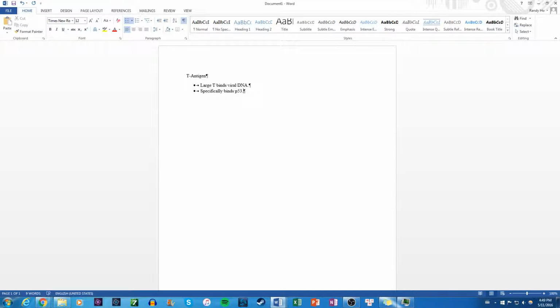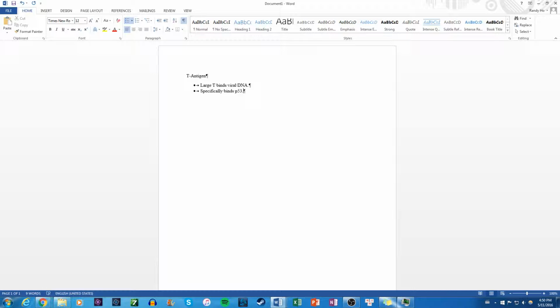T antigen can also bind to 3 different sites on the viral DNA. Those 3 sites are called sites 1, 2, and 3. Site 1 is bound preferentially more than site 2, and site 2 is bound preferentially more than site 3. When T antigen binds to site 2, you also activate viral DNA replication.